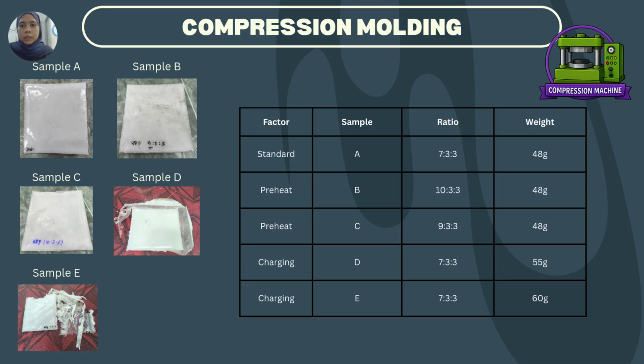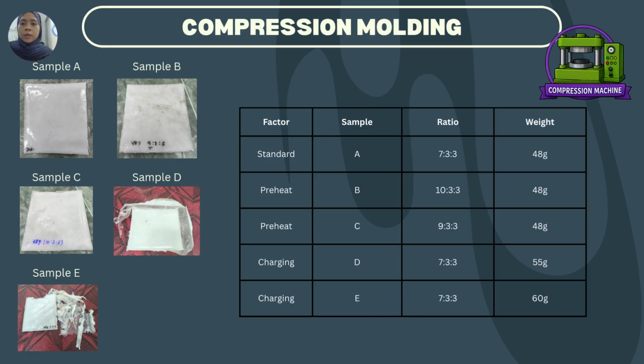Okay, next for compression molding, we tested five different types of sample, which is sample A, B, C, D, and E. For standard factor, which is sample A, the ratio we use is 733 with weight of 48 grams. For factor of preheat, which is sample B and C, we use different ratio, which is for sample B is 1033 and sample C is 933, with both same weight, which is 48 grams.